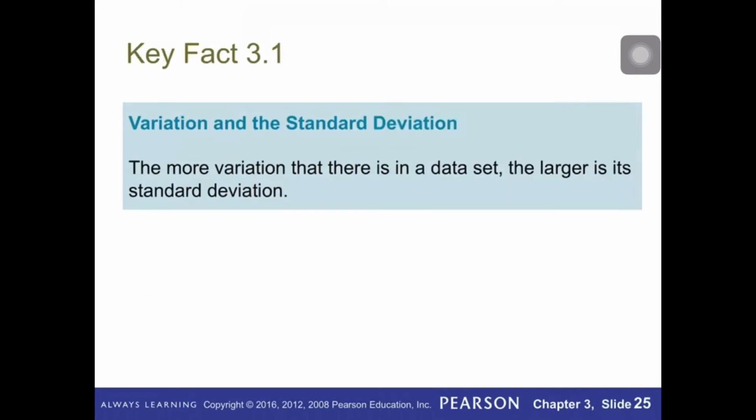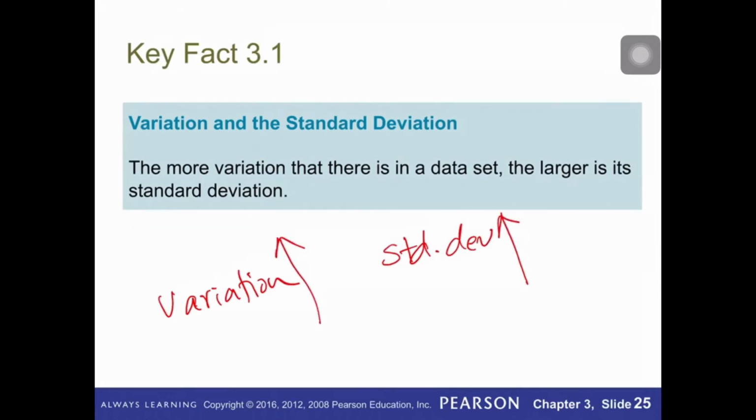Okay, variation and the standard deviation. More variation has more standard deviation. If variation goes up, then standard deviation goes up.